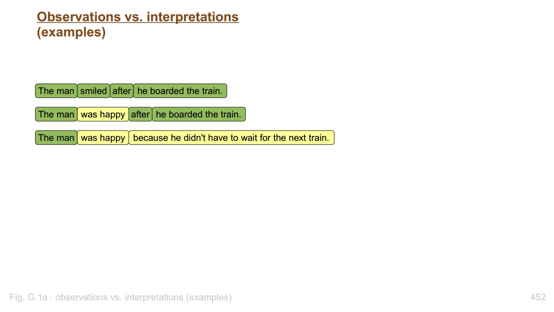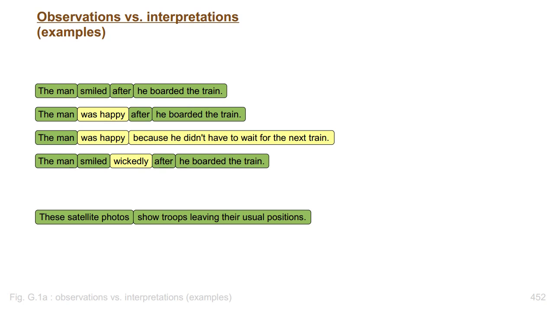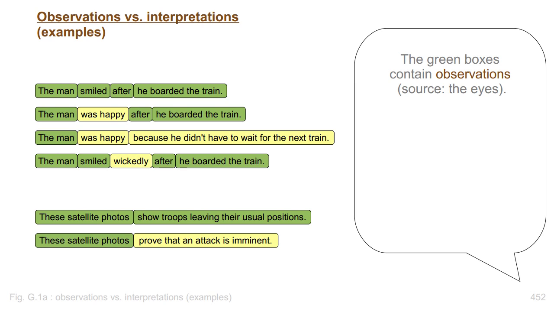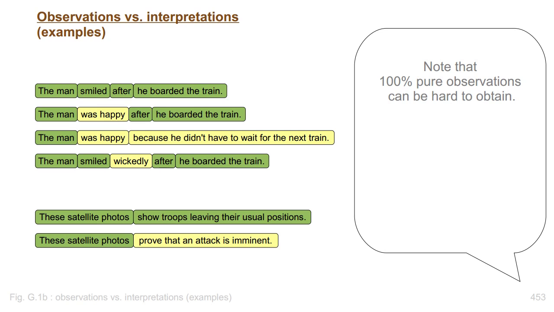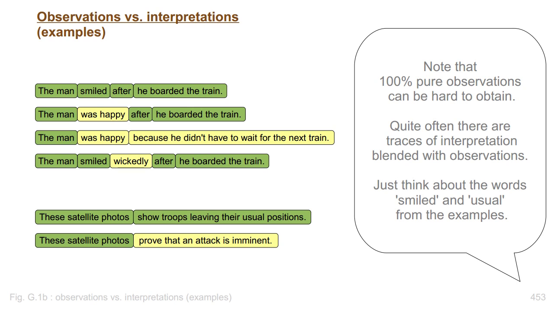Observations versus interpretations. Examples. The green boxes contain observations. Source, the eyes. Yellow boxes contain interpretations. Source, the mind. Observations are easier to agree on than interpretations, and generally provide more reliable information. Note that 100% pure observations can be hard to obtain. Quite often there are traces of interpretation blended with observations. Just think about the words smiled and usual from the examples.